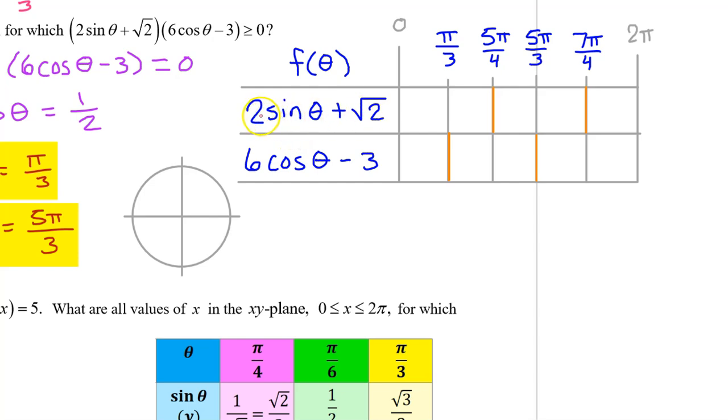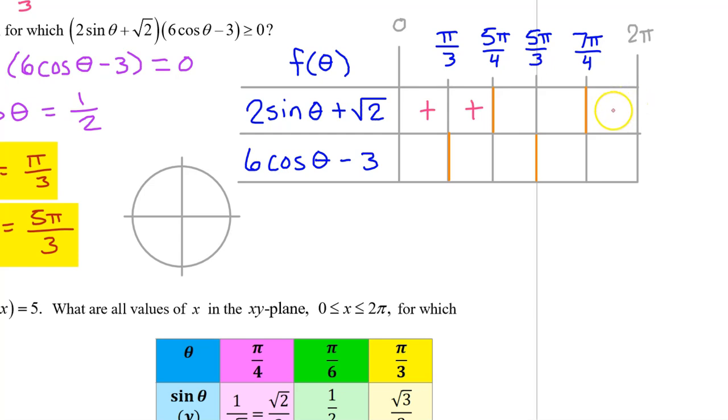Now let's decide whether the first factor is positive or negative in each interval. In this first interval, we are allowed to use the 0 as a test value, since it is not one of the critical values that will cause the factor to equal 0. Notice it is not highlighted in orange. So let's plug in 0. Sine is the y value on the unit circle, and at 0 radians, the y value is 0. So if I plug in 0, I get 0. 2 times 0 is 0. That just leaves positive radical 2. So the first factor is positive in the first interval.